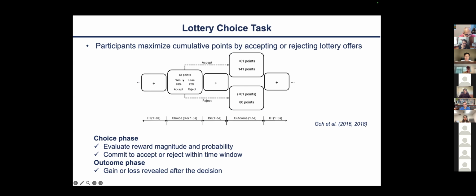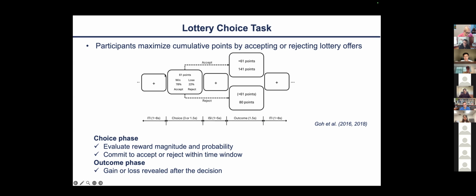So in each trial, it presents a stake, for example here 61 points, and they have a 78% chance to win and 22% to lose in this example. During a time window, they can either accept or reject. They are offered a stake, so they can evaluate the reward magnitude and probability. They also have a time window for the action selection, either accept or reject, which is the choice selection. So we call this phase the choice selection phase. After the choice selection, after a short time interval, there will be an outcome of the decision making.